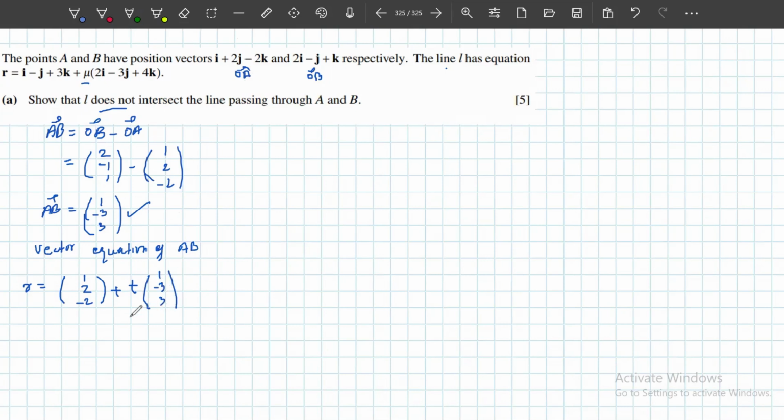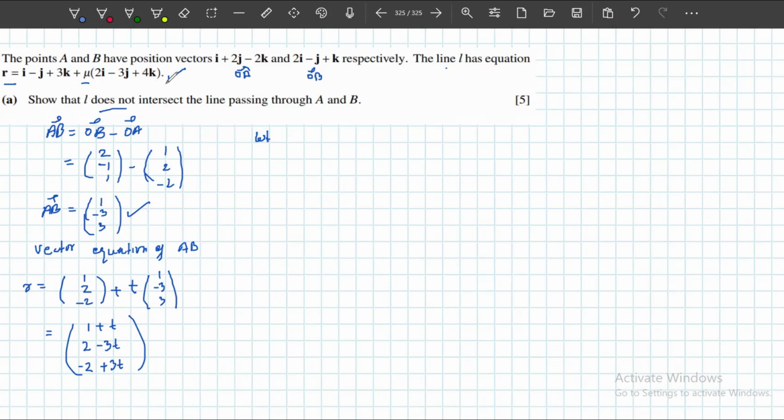From here we can make a vector equation, and that vector equation we will compare with this to find out that L does not intersect. That we will see at the end. So if you move one step further, this becomes (1 plus t, 2 minus 3t, and lastly minus 2 plus 3t). Then this vector equation I will compare with the second, which is r equal to, from here you can say, 1 plus 2 mu and then minus 1 minus 3 mu.